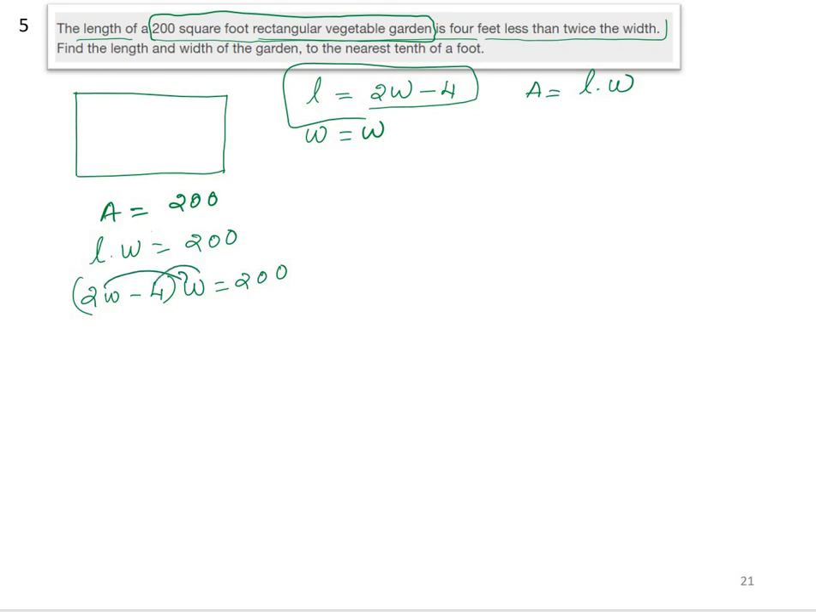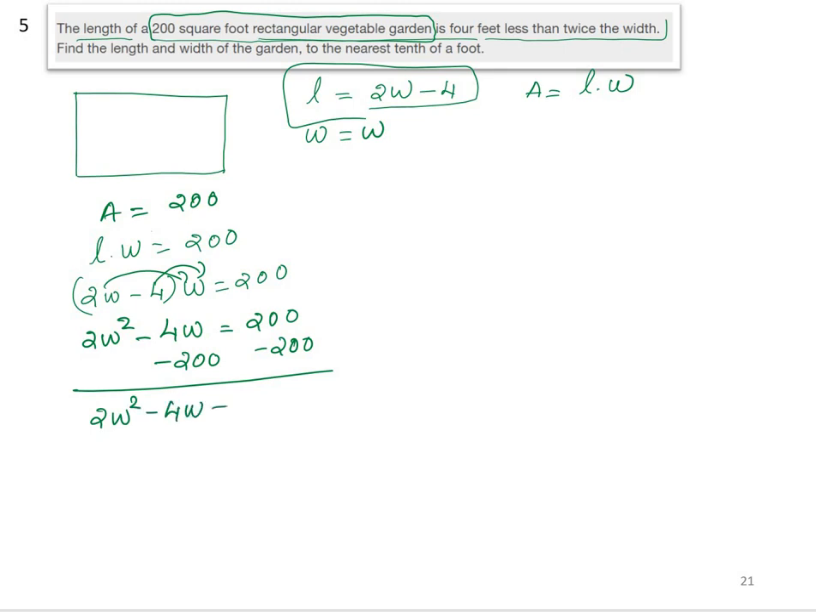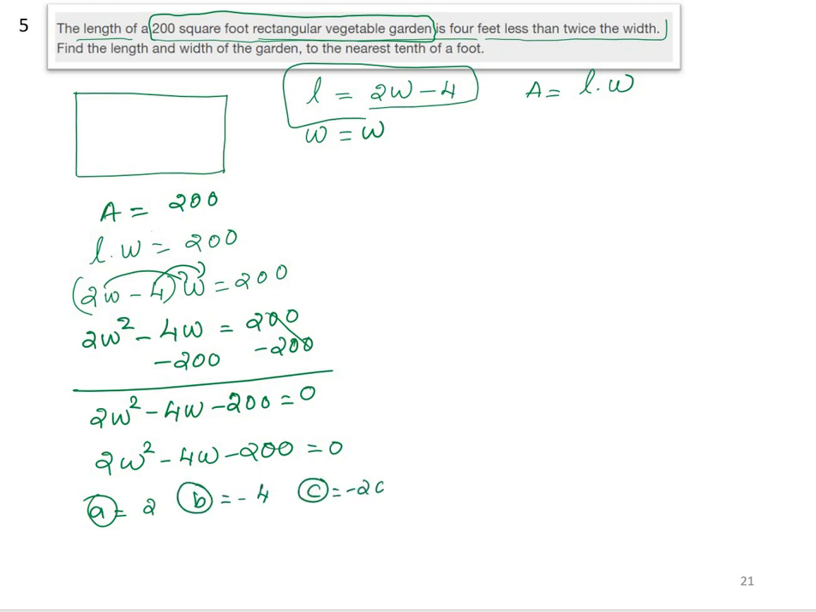We can distribute that this way: 2W times W, 2W squared, minus 4W is equal to 200. Subtract 200, so that will give you 2W squared minus 4W minus 200 equal to 0, as the 200s cancel. So we have a quadratic, 2W squared minus 4W minus 200 equal to 0. Now A is equal to 2, B is equal to negative 4, and C is equal to negative 200.